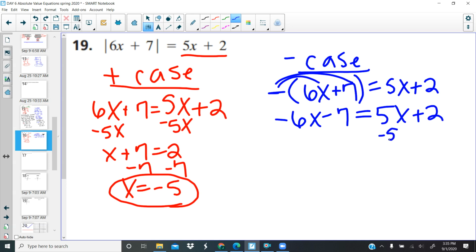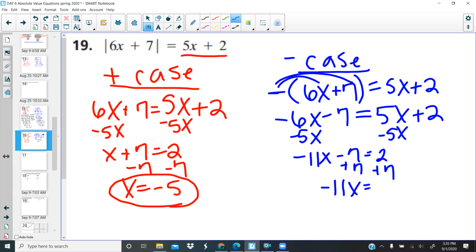So first I'm going to subtract my 5x, and in this case, I'm going to have negative 11x. And then I have minus 7 equals 2. And I'm going to add my 7 back. And I would get negative 11x equals 9. And then divide by negative 11. And x is going to equal negative 9/11. So these are my two possible answers. And we don't know currently if one of them may be extraneous.